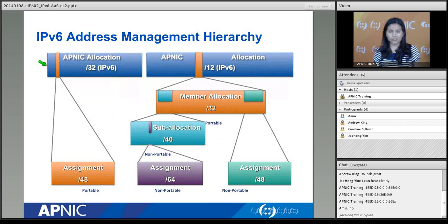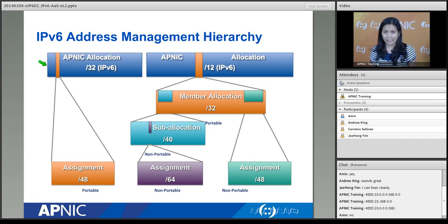Okay, so I've mentioned something about allocation and assignment earlier. Just to make sure that we're all on the same page, this is what allocation, aggregation and assignment is all about when it comes to IPv6. Depending on what your current membership is, you might get an allocation and you might get an assignment. But what's the difference between both of them?